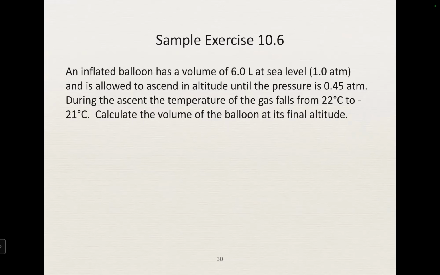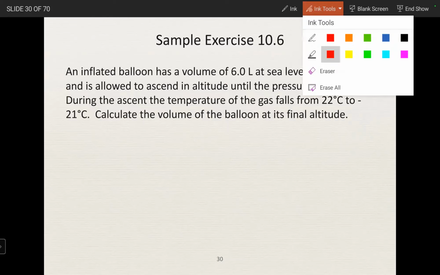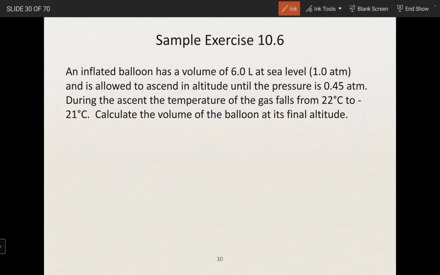And then with the second one, an inflated balloon has a volume of 6 liters. So again, I always like to indicate what each of these are going to represent. So that's going to be our V1. It doesn't really matter what we assign as 1 and 2, just as long as we keep the same pieces of information on the correct side. So I could call 6 liters V2 if I wanted to. I would then just have to indicate that the sea level pressure would be P2 in that case. But since I labeled it V1, that would make this P1. And then that balloon is allowed to ascend to an altitude until the pressure is 0.45 atmosphere. So that's going to be our P2.